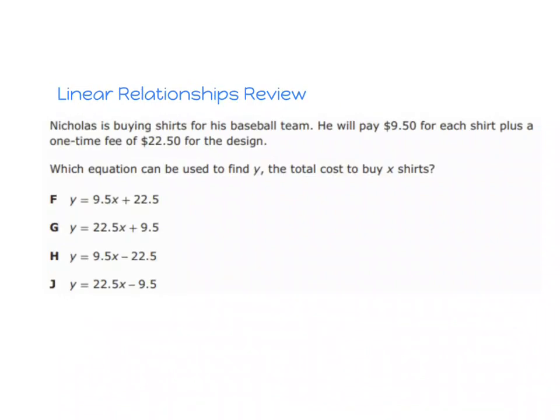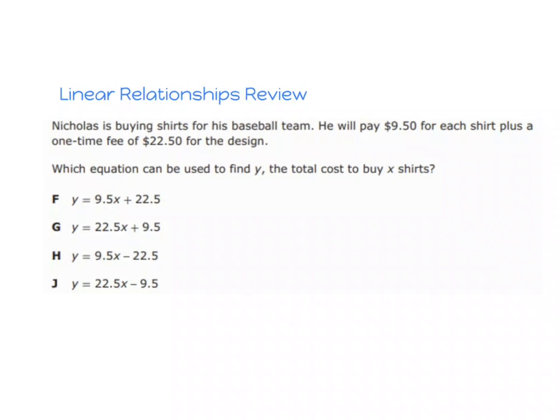All right, now that we've had some time to review constant rate of change, we're going to take a look at linear relationships and review those as well. All right, so Nicholas is buying shirts for his baseball team. He will pay $9.50 for each shirt, plus a one-time fee of $22.50.